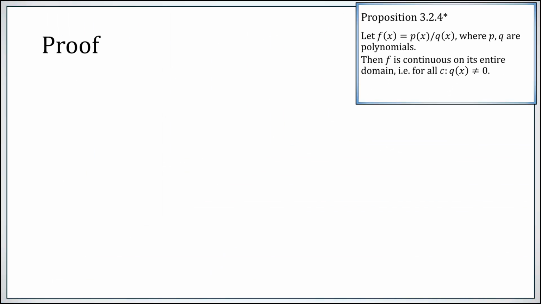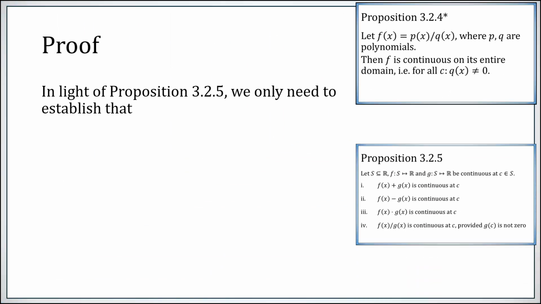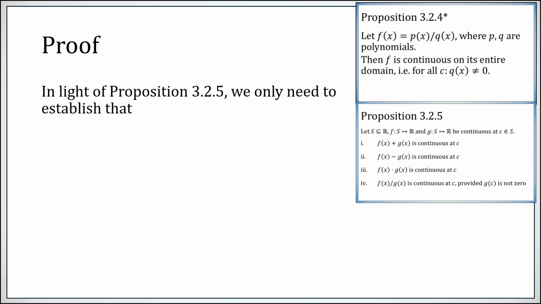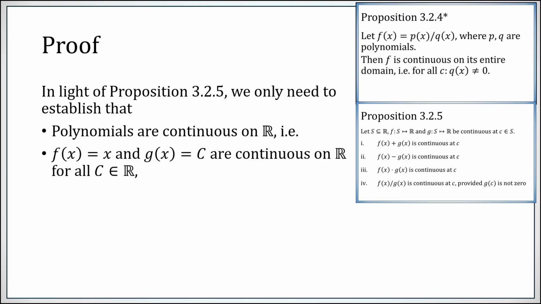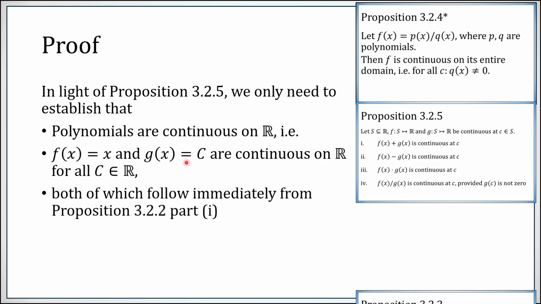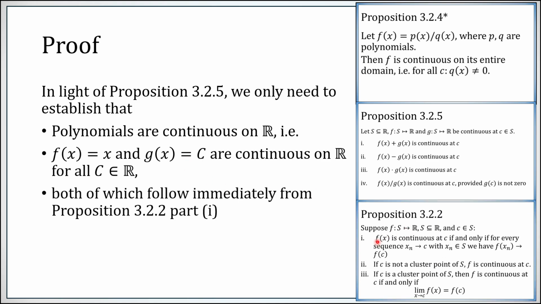So let's prove this little modified proposition. We're going to bring back prop 3.2.5. If we have two continuous functions, then their quotient is continuous as long as you're not dividing by 0. So we just need to establish that the polynomials p and q are continuous everywhere. However, f of x equals x and g of x equals c are continuous everywhere. Those follow from part 1 here.